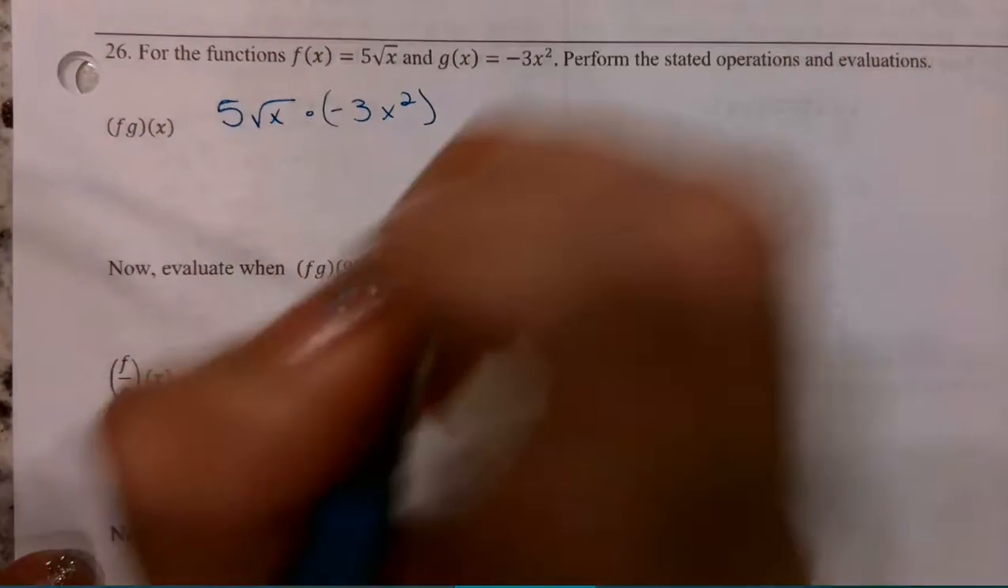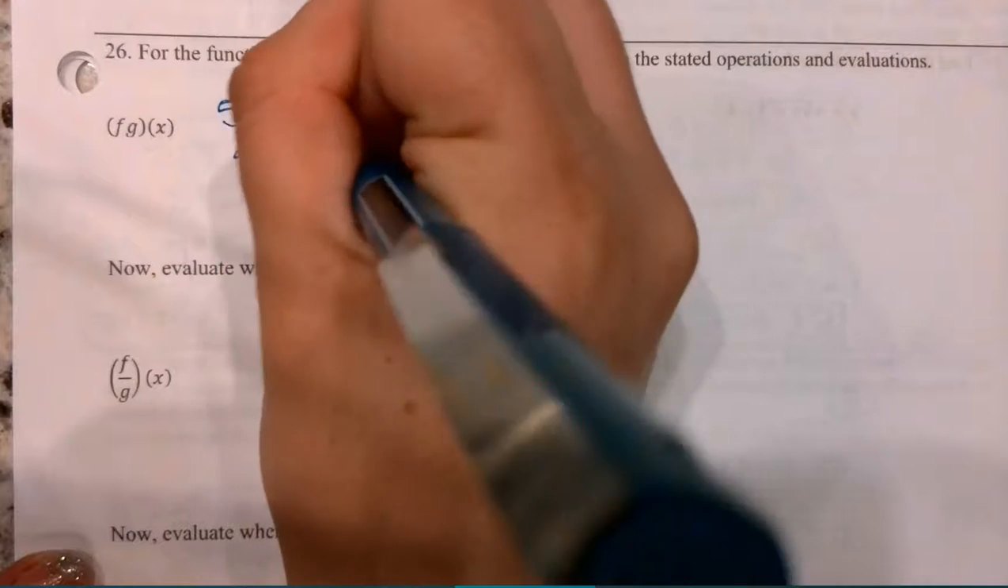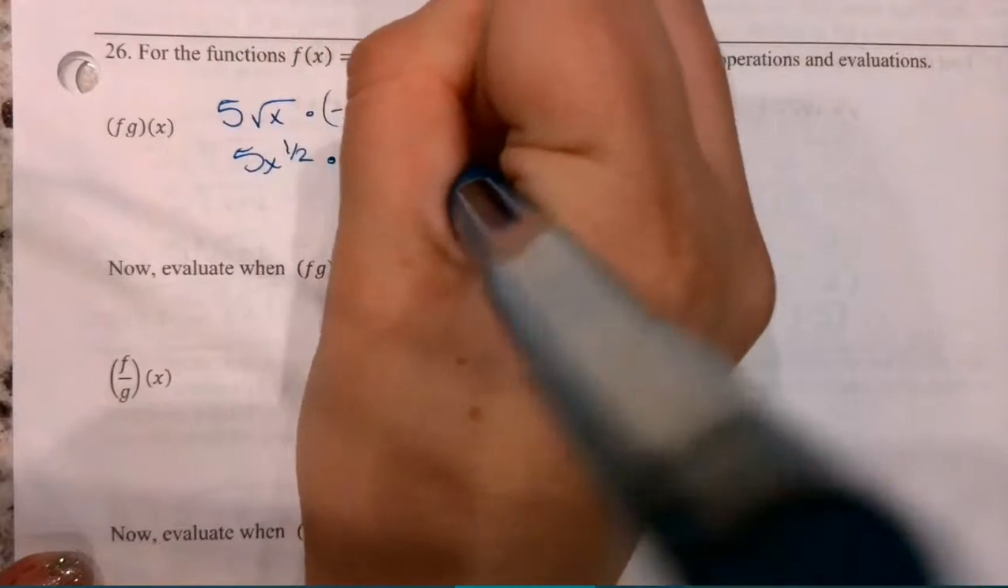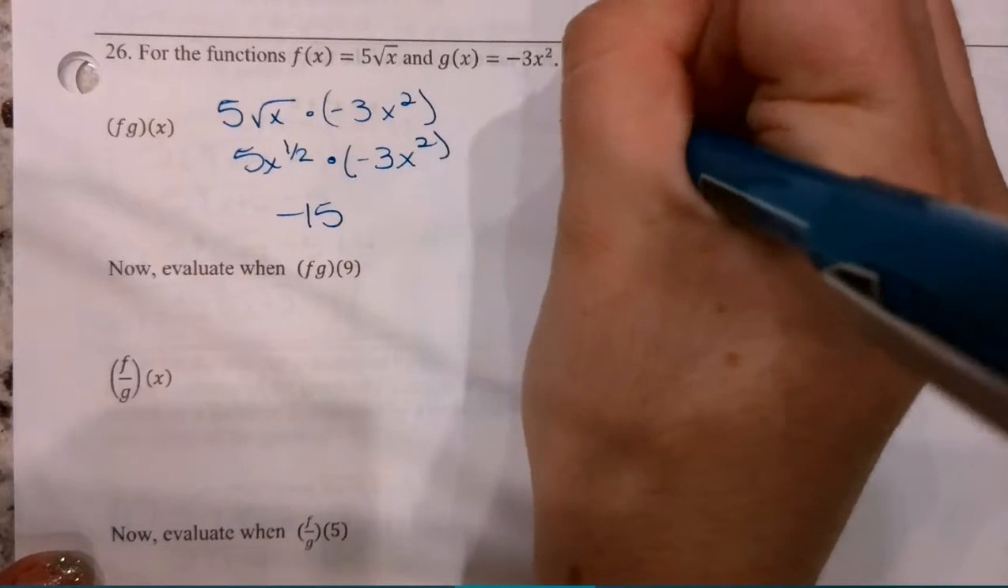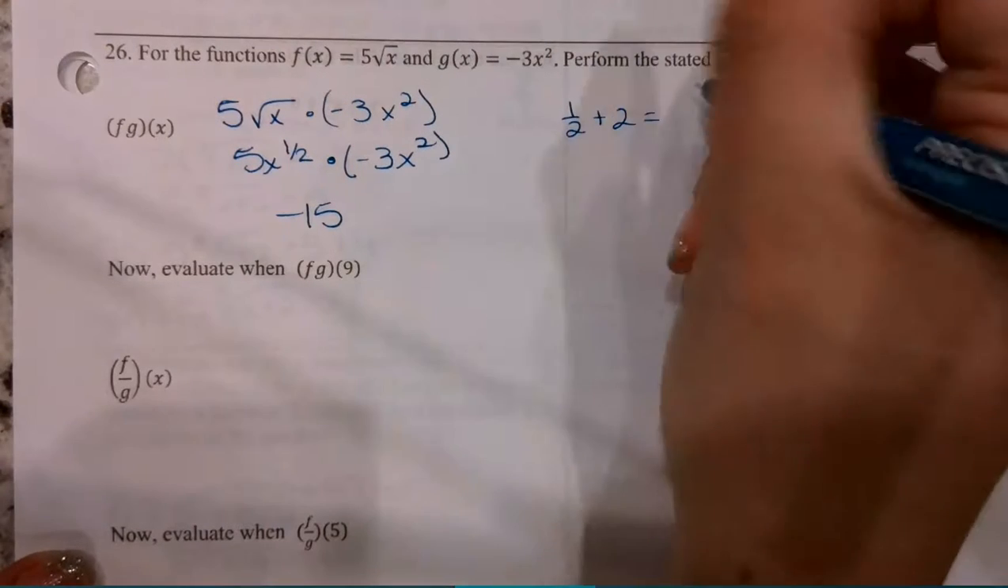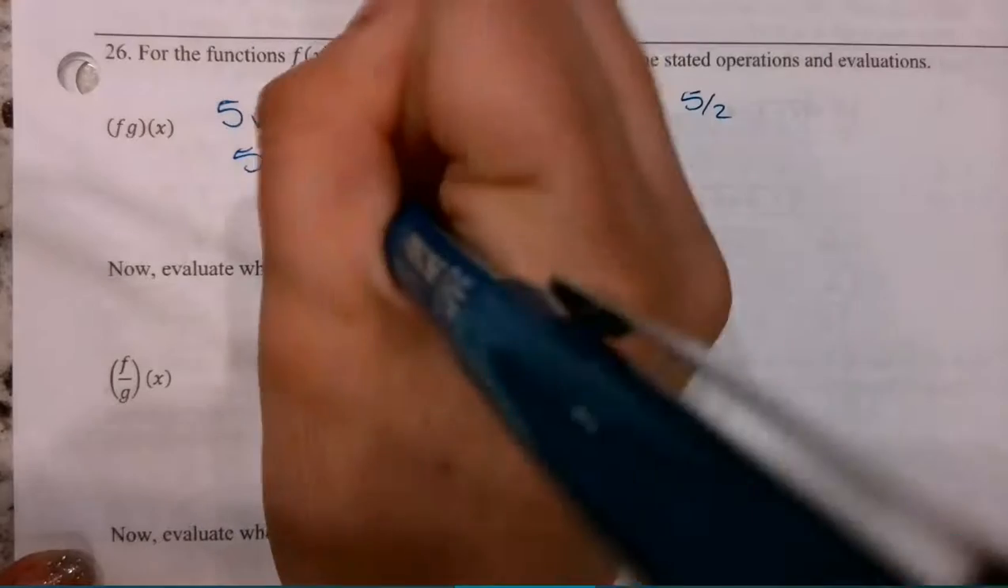I have 5 square root of x times negative 3x squared. I want to rewrite that as 5x to the 1/2 times negative 3x squared. I multiply my big numbers, which gives me negative 15. Add my exponents, I have 1/2 plus 2. We know from the previous problem that this is 5/2.